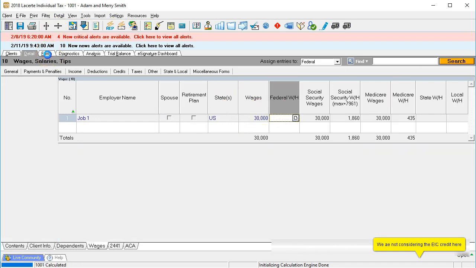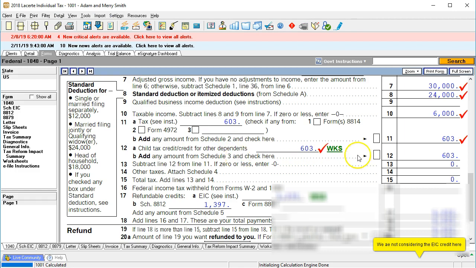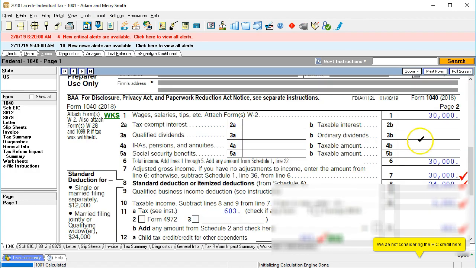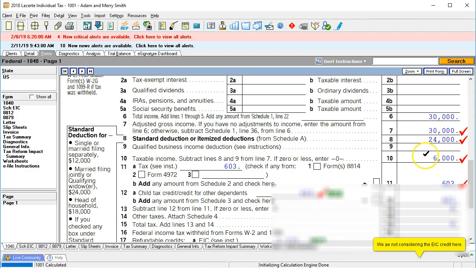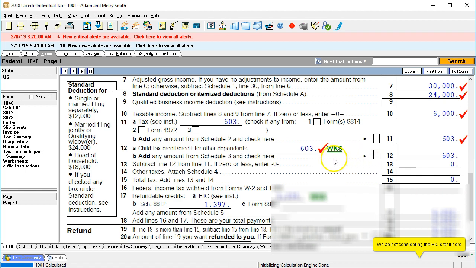30,000. Then, if we go back to our forms, now we owe a little bit of tax, right? Because we had 30,000, 24 standard. Our taxable income is 6,000. We owe 603. So we owe 603, but then the child tax credit wipes out the full 603, because from a child tax perspective, this number is going to be whatever it takes to bring this down to 0. And then we might have an additional tax down here, which is going to basically give us money back even though we paid no taxes.